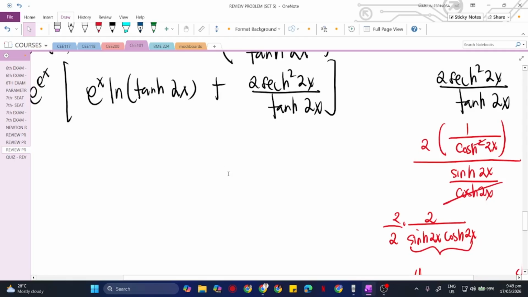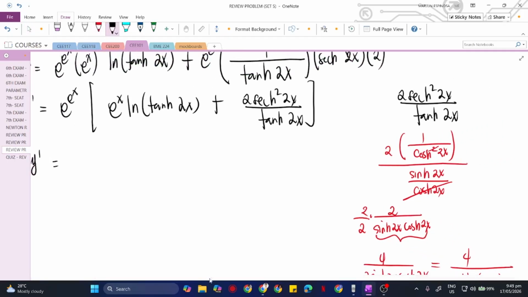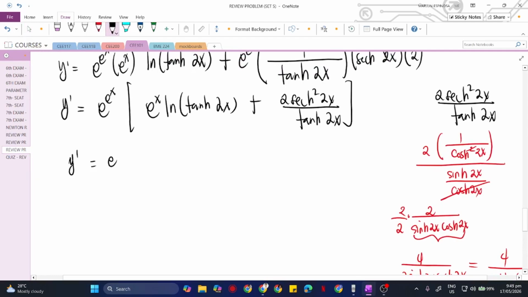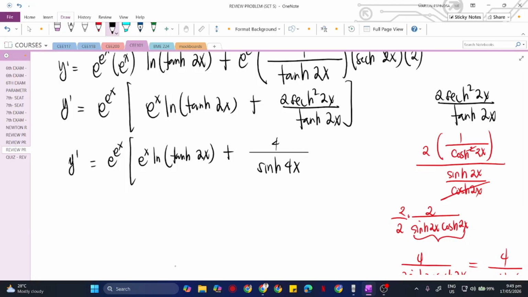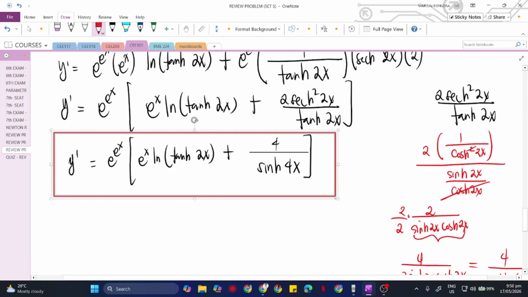Okay, so going back to this equation, our simplified version will now be equivalent to e raised to the power of e raised to the power of x, and then that is to be multiplied by ex ln of tan hyperbolic 2x plus this one will now be equivalent to 4 over sine hyperbolic 4x. Okay, so basically this is now our answer for this problem. Let me just put a box. So that is how we are going to answer this problem.